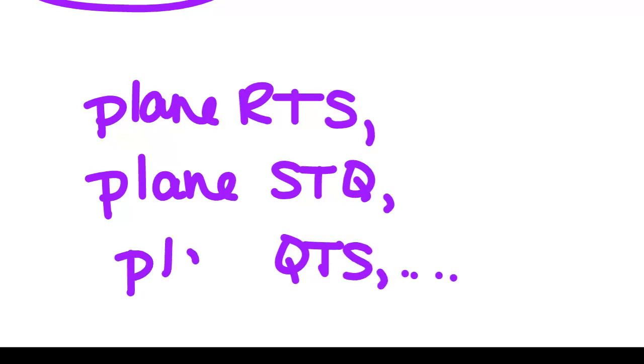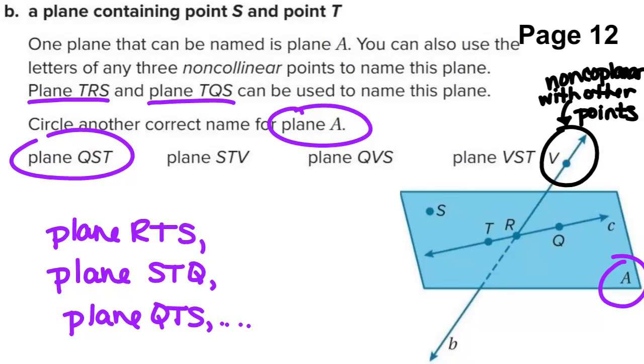Remember, I have to put "plane" in front of it if I'm talking about a plane, but we could go on and on with ways to name this plane. Important things to remember: how many letters do we need for a plane? 3. And what has to be true about those 3 letters? They can't all be on the same line.